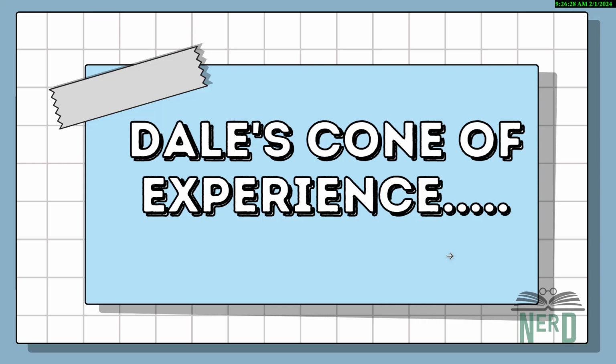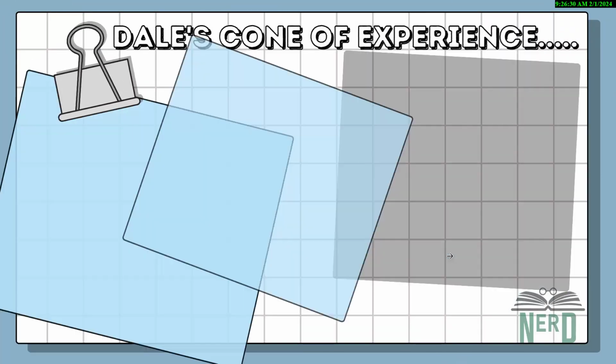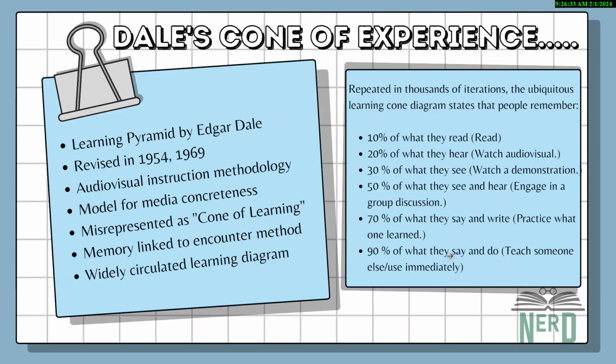So our educator Edgar Dale, back in 1946, came up with something pretty cool called the learning pyramid, also known as the cone of experience. He even tweaked it a bit in 1954 and again in 1969. Right? So what Dale did was pretty groundbreaking for audio visual learning. He laid out a way to figure out how different types of media can help us learn. People got a bit mixed up about what his cone was really saying, and we'll talk about it, right?